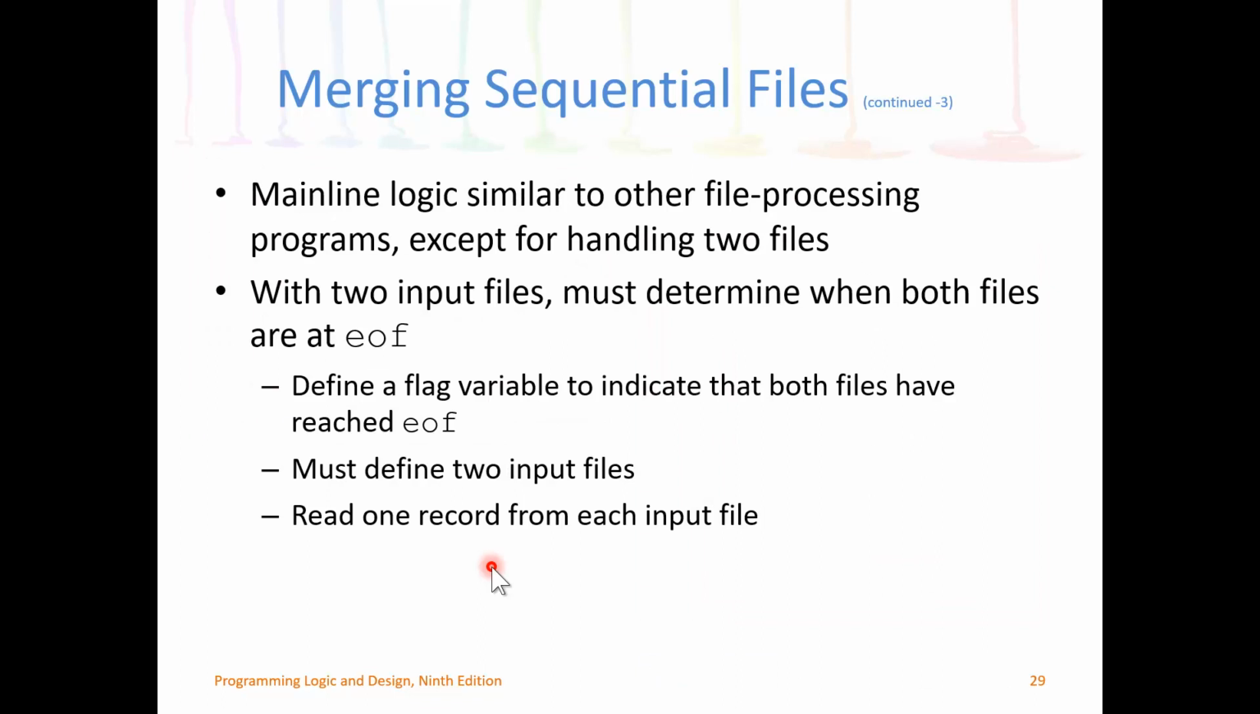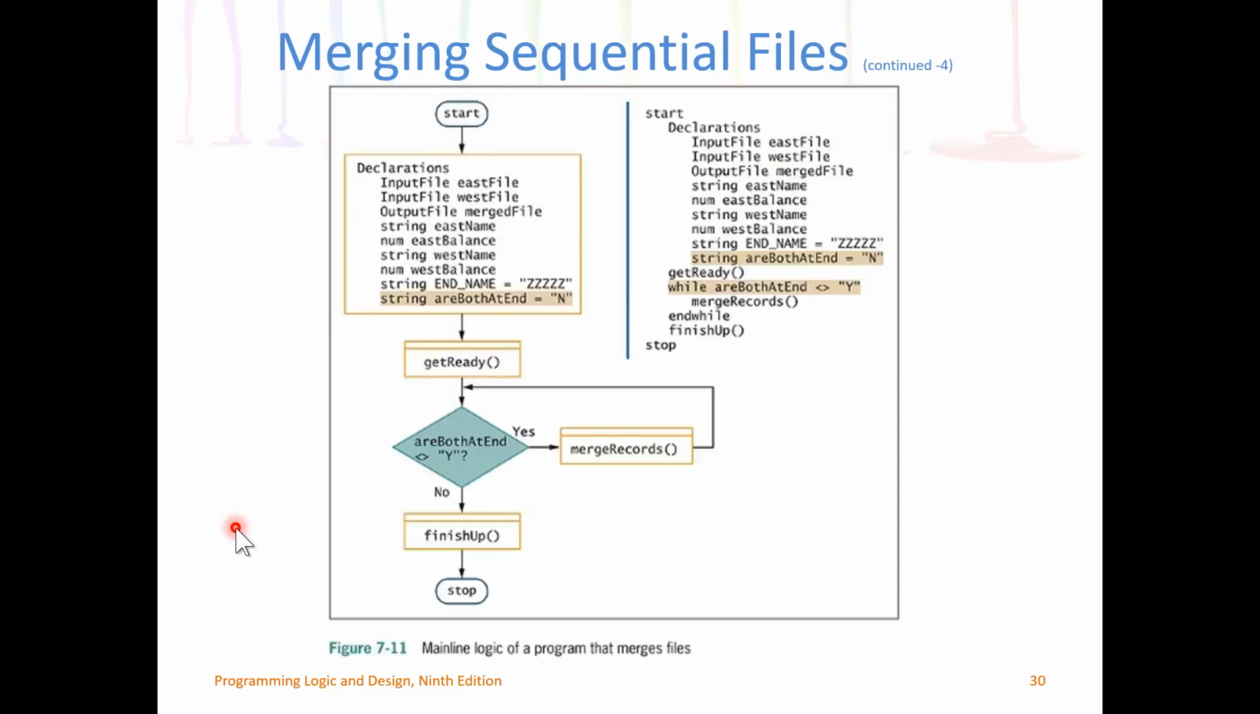So the mainline logic is similar to other file processing, except you're handling 2 files. And only when you hit end of file of both files are you done. So we define a Boolean flag to set to true when both files have reached end of file. So you're going to define 2 input files. You're going to read one record from each file. So that's what they're doing at the start.